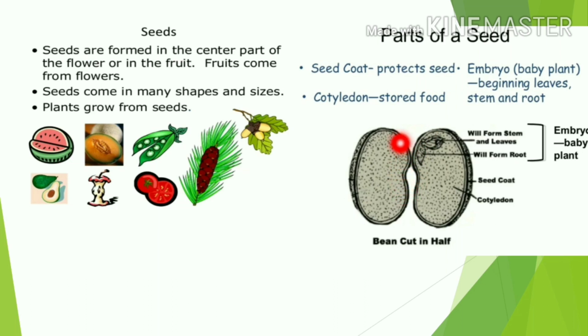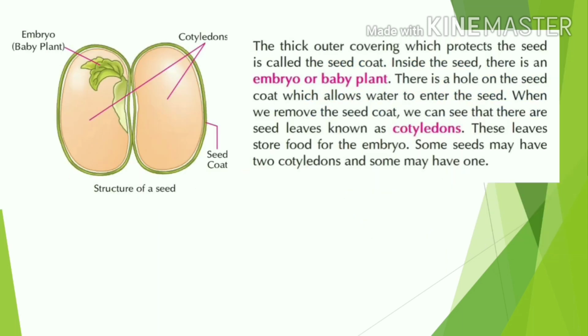Next one is the cotyledon. That means this part. Okay, so this part's function is to store the food for the baby plant. This one is the baby plant. Okay, or we can say this is the embryo. So this is the embryo or the baby plant, and these two halves are known as the cotyledon. And this outer part we have already learned, seed coat. The thicker outer covering which protects the seed is called the seed coat.